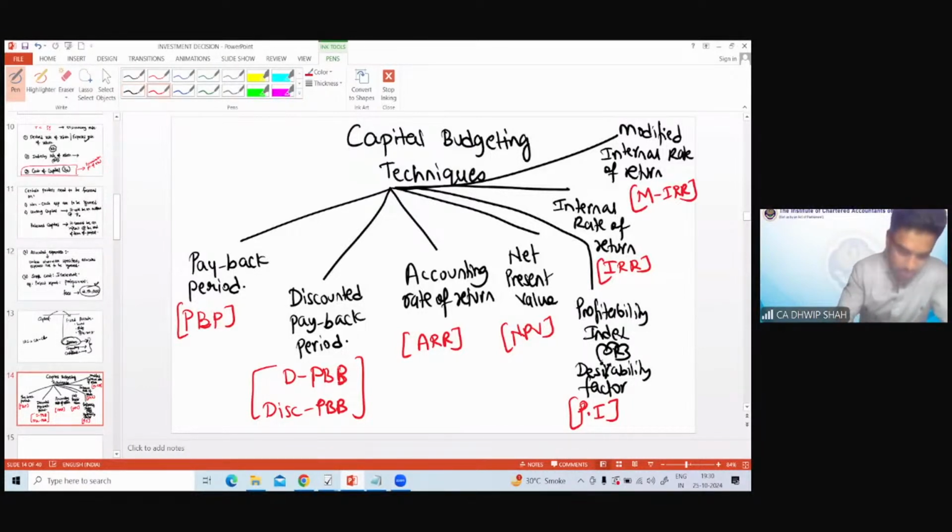PBP also. I made a mistake here. Okay. If you want to capture a snapshot of this page, you can capture it. These all are the techniques that we need to learn. Practical problems are likely from all these techniques. So as far as practical problems are concerned, they ask problems from these techniques.